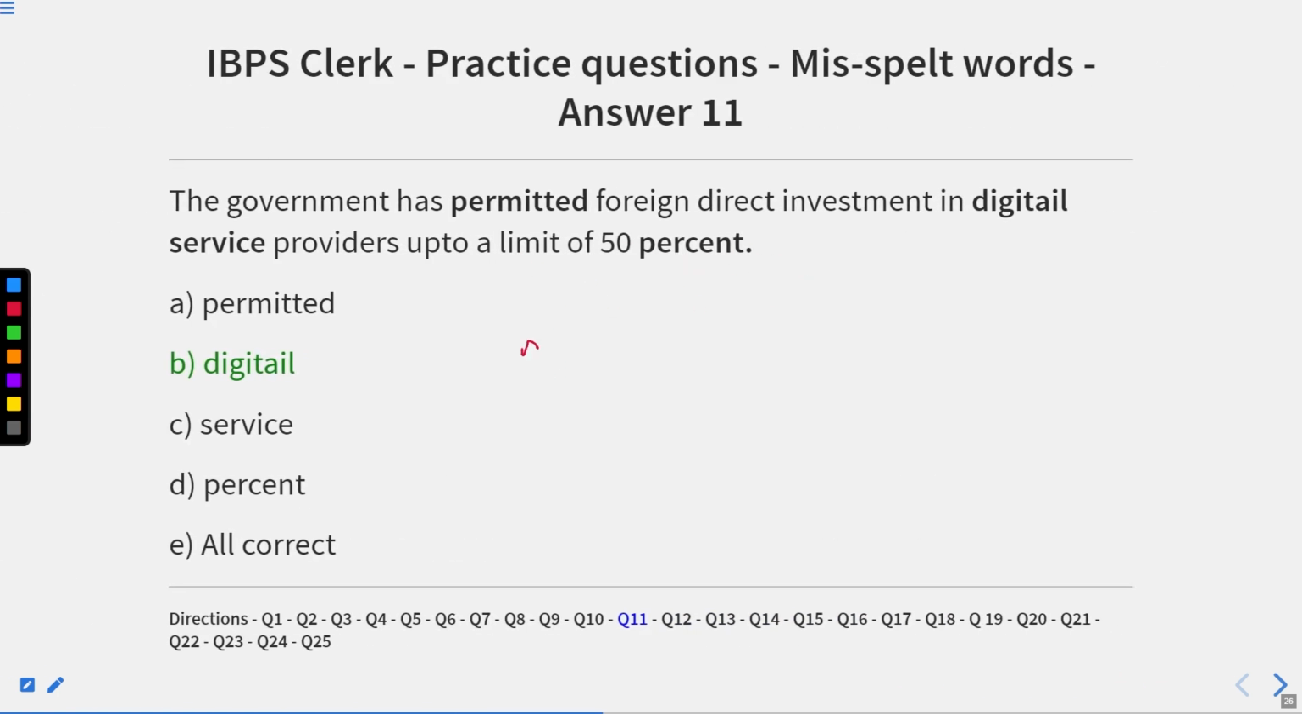The correct spelling should be D-I-G-I-T-A-L. In A-I-L, this I should be removed from here. It is not digital, it is digital. So the correct spelling is D-I-G-I-T-A-L. So this was answer number 11. This is the sentence that should have been written over here. Now let us move to the next one.